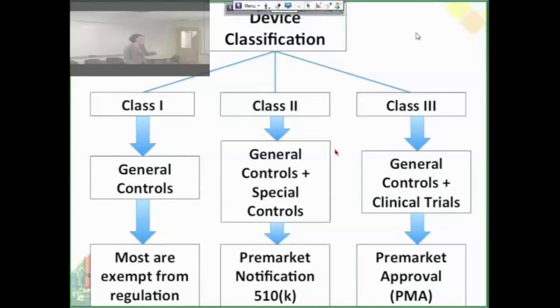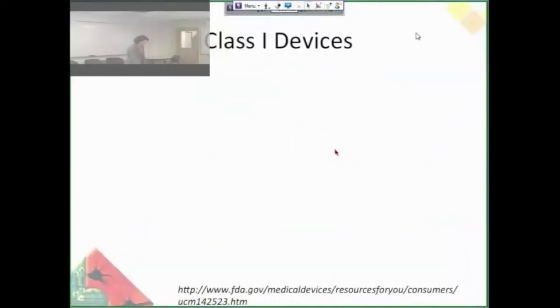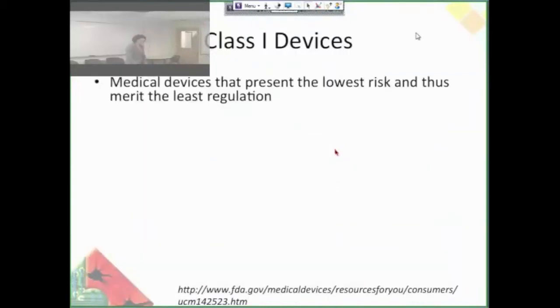But if you have a class 3 device, you have to do general controls, special controls, and clinical trials. And then you go through a pathway that's called premarket approval, or PMA. And that is absolutely the strictest, most stringent method of getting approval, and that's the one that protects you from liability litigation later. So class 1 devices are medical devices that present the lowest risk, and therefore they merit the least regulation. That's actually the definition from the FDA. It's just all about risk.